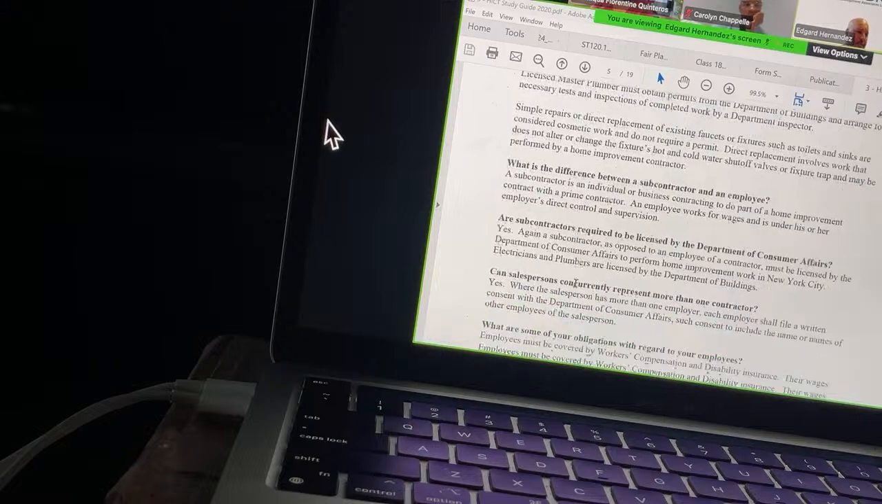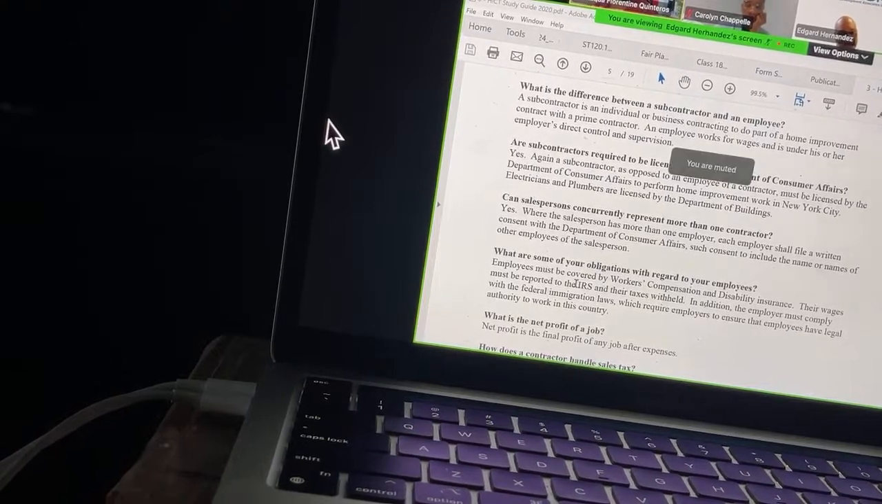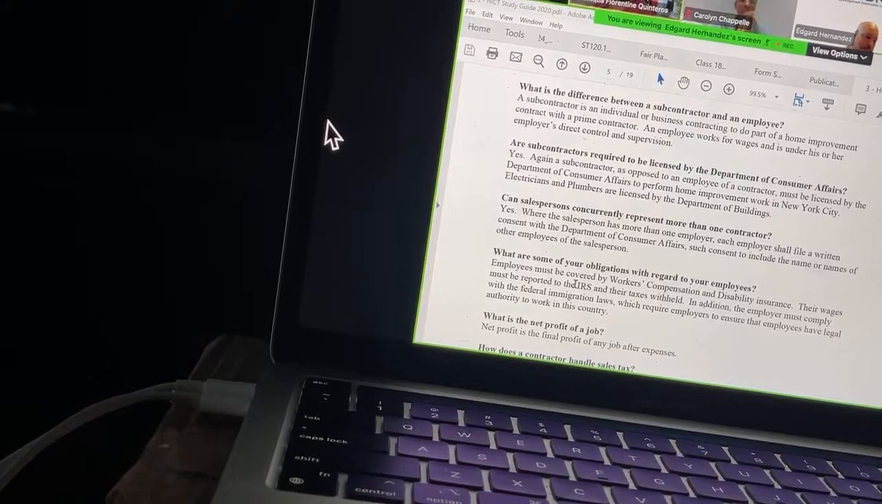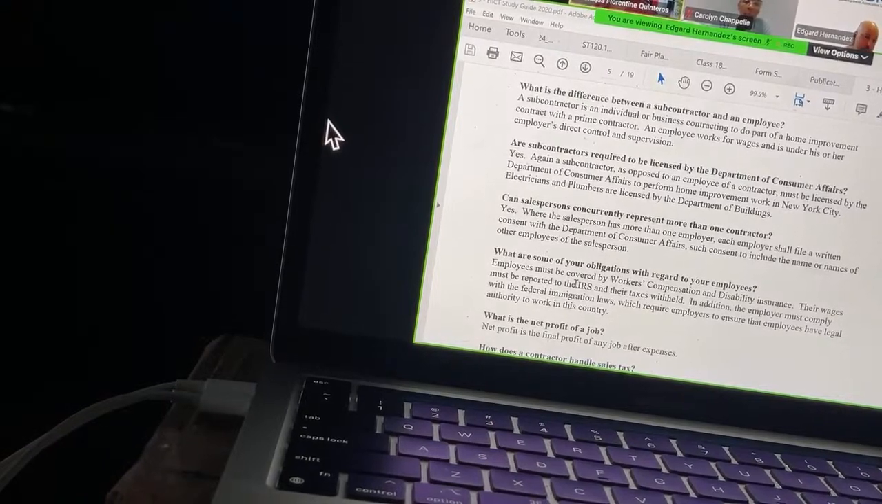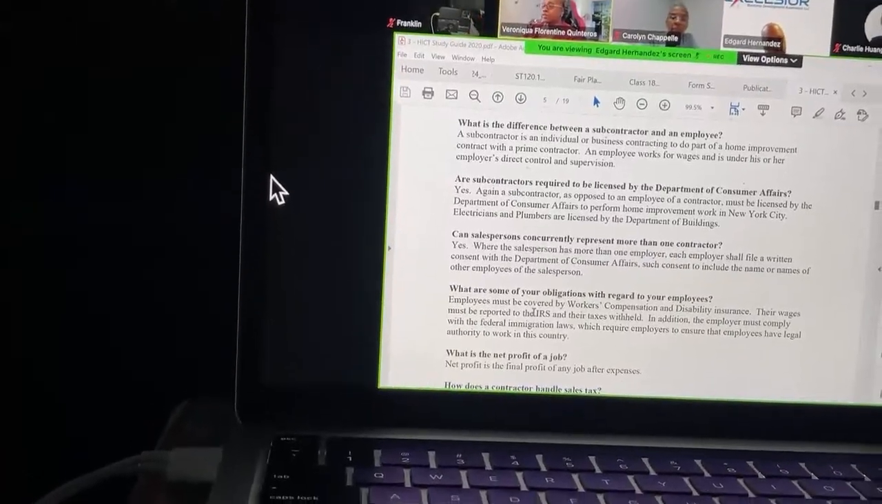Okay? Let's continue, please. What is the difference between a subcontractor and an employee? A subcontractor is an individual or business contracting to do part of a home improvement contract with a prime contractor. An employee works for wages and is under his or her employer's direct control and supervision. Are subcontractors required to be licensed by the Department of Consumer Affairs? Yes. Again, a subcontractor, as opposed to an employee or a contractor, must be licensed by the Department of Consumer Affairs to perform home improvement work in New York City. Electricians and plumbers are licensed by the Department of Buildings.